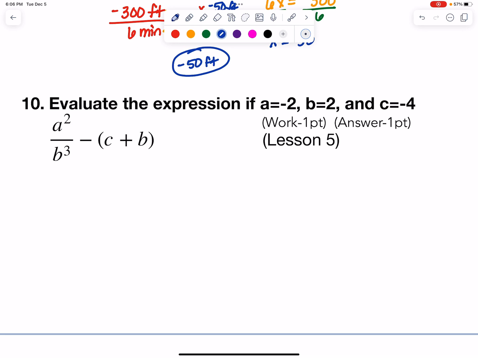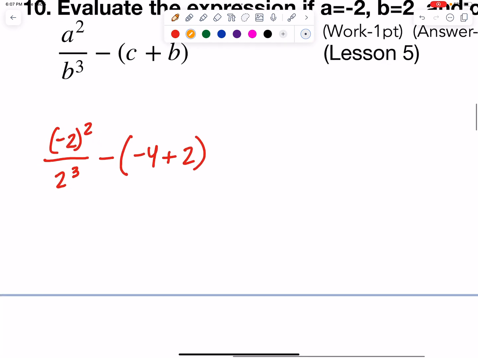Evaluate the expression, A equals -2, B equals 2, C equals -4. So let's go ahead and plug this in. So we have A is -2, so I need to be writing -2, put it in parentheses because the whole negative is getting squared. And this is over 2 cubed minus C, which is -4, plus B, which is 2. Okay, so let's go ahead and solve this together.